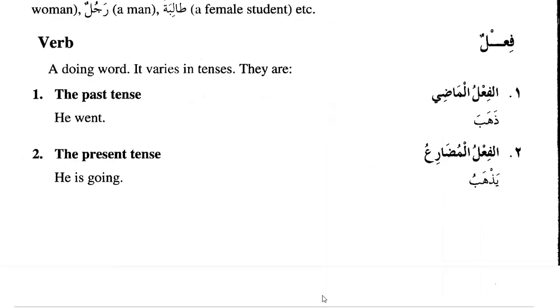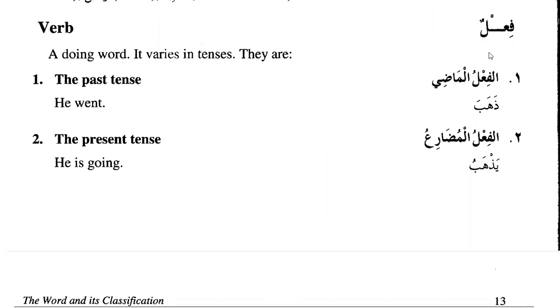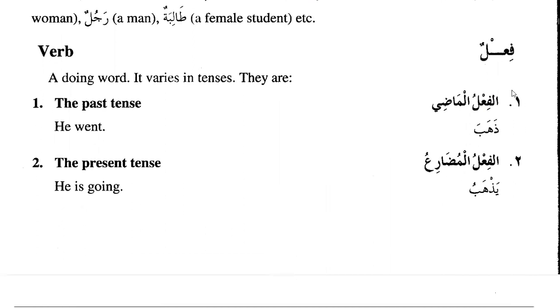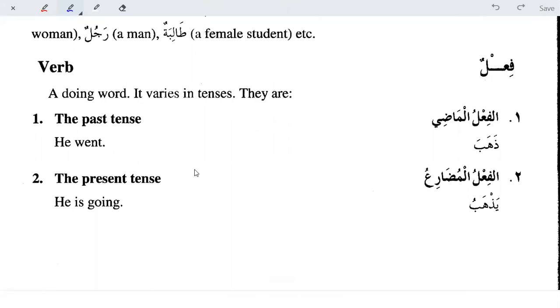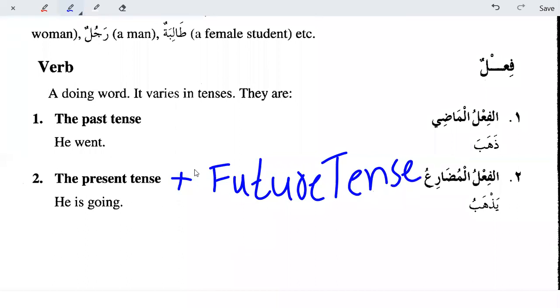Then the fail has three types. In English we have 12 tenses, but in Arabic we have only three. So the first one is al-fail al-mazi, past, which is known as past tense. Al-fail al-muzari presents the present tense and future tense as well. Let me write it for you. So al-fail al-muzari means present tense plus future tense. It is both of these tenses. So mazi means past, muzari means present and future.